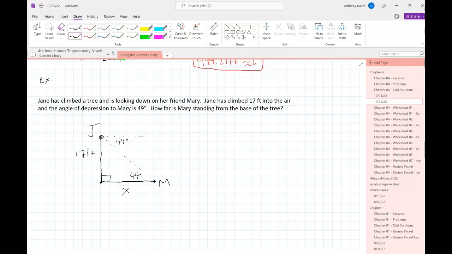So you're smelling another tangent, I heard. That's good. Relative to the 49, we have opposite and adjacent. It's easier when it's the other way. To solve, what do I need to do?